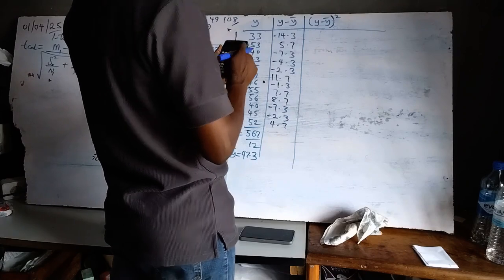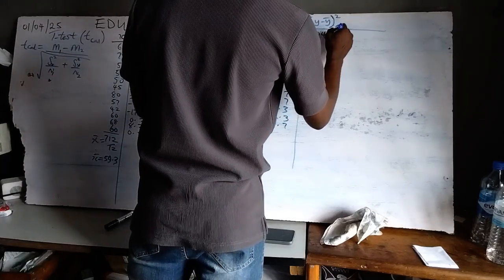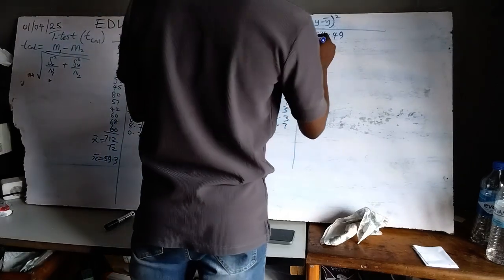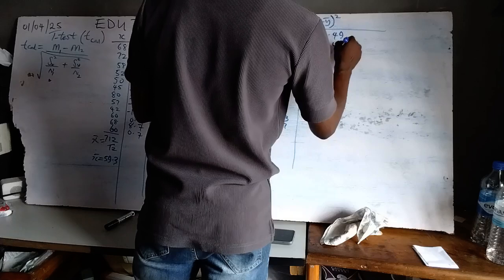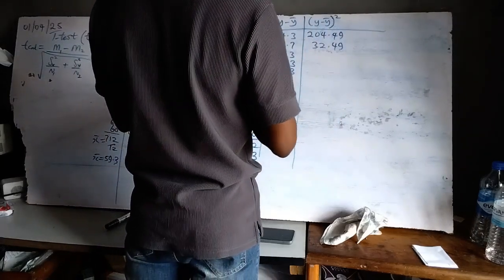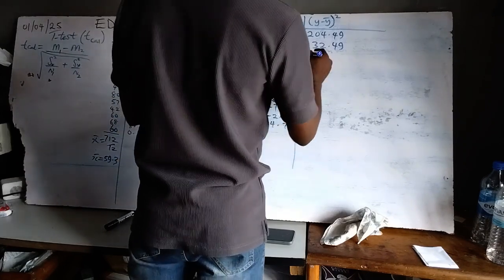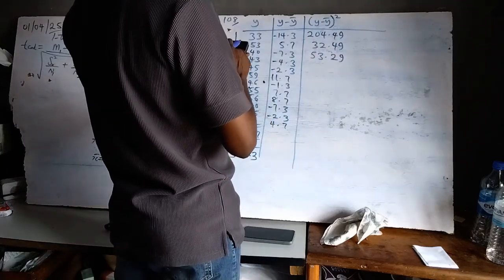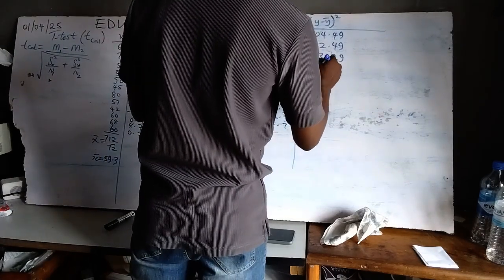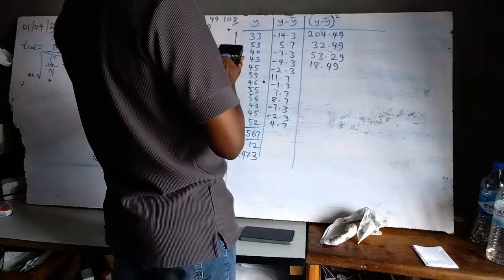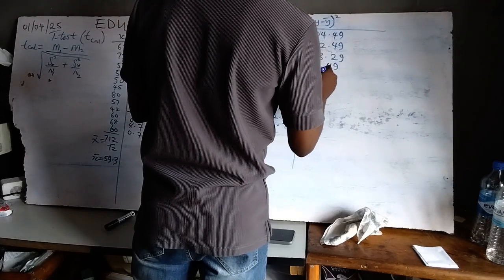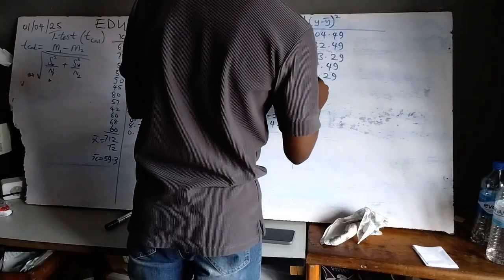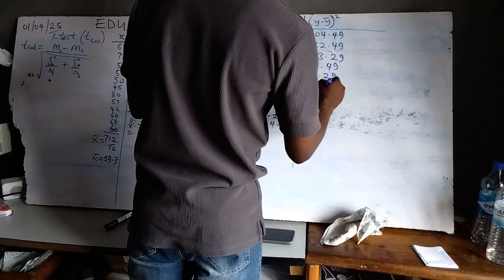14.3 squared is 204.49. 5.7 squared is 32.49. 7.3 squared is 53.29. 4.3 squared is 18.49. 2.3 squared is 5.29. 11.7 squared is 136.89.